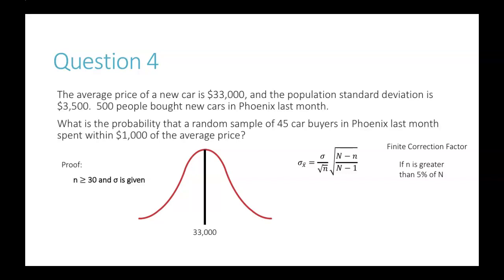So we said that our little n, that's our 45. That's our random sample of 45 car buyers. Our big N, our population size, that's how many people bought new cars in Phoenix last month. So that was 500. So if we do 45 divided by 500, we get 0.09.